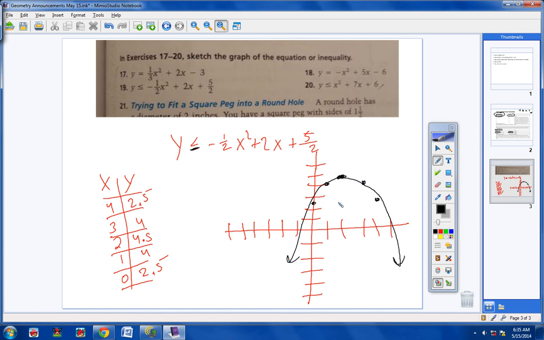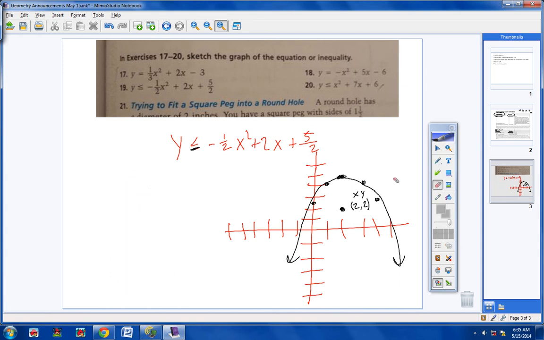Now next, Martin, you want to pick a point right here in the middle of the parabola, like 2, 2, and you want to test that point. This is your x, this is your y, and you want to put that point in up here, okay? So watch carefully how I do this, okay? I'm going to put, for the y, a 2, and then negative 1/2, and then 2 squared, plus 2, and then 2, and then plus 5/2. It doesn't matter which point you check as long as it's somewhere inside the parabola, okay?